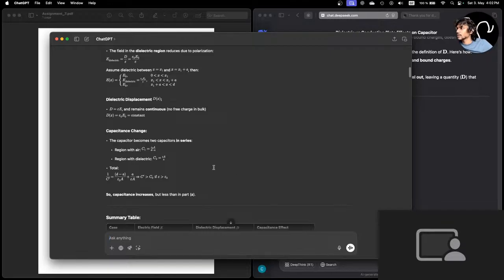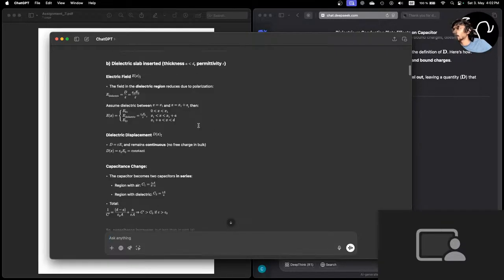The capacitor becomes two capacitors. How? It's not a conductor, it's a dielectric slab.